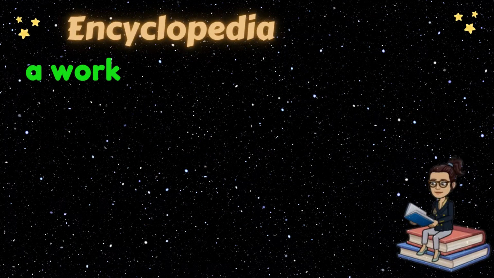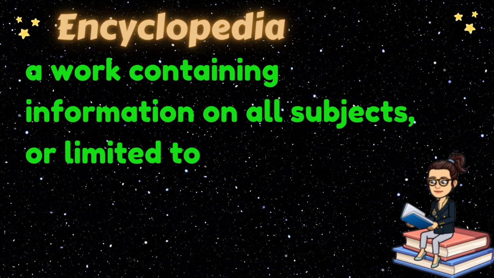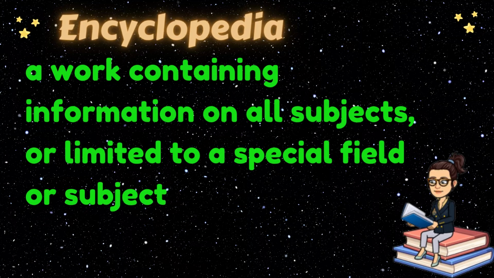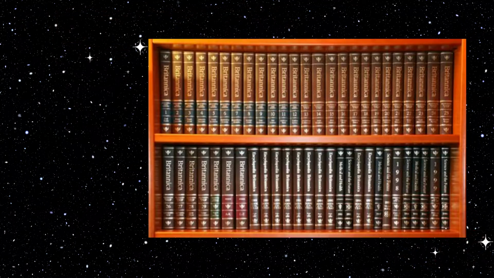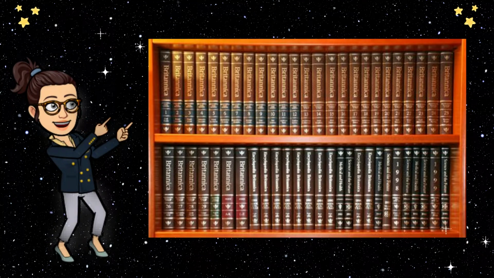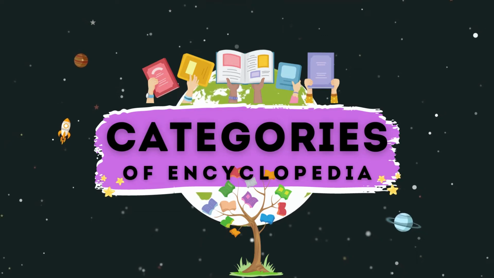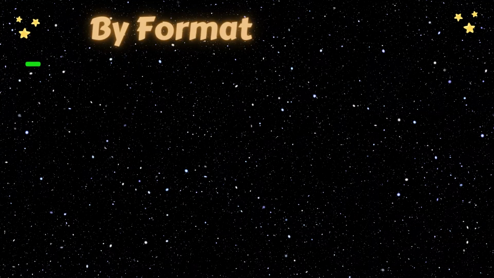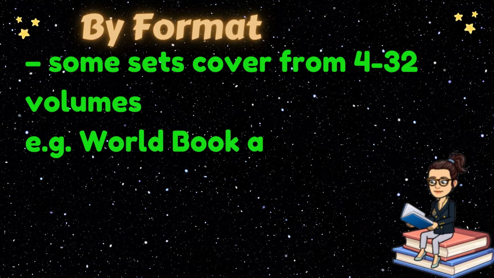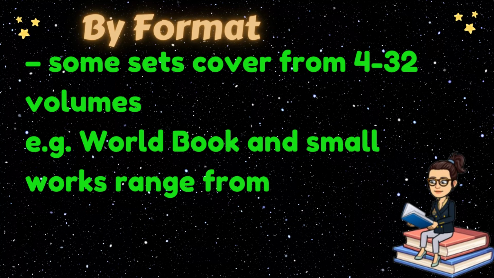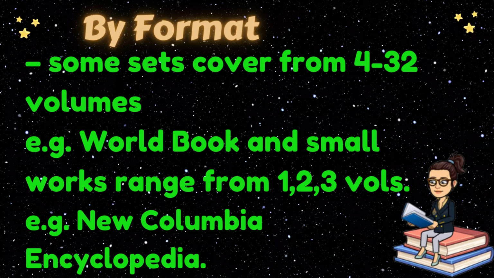The next example of reference sources is the encyclopedia. It is a work containing information on all subjects, or limited to a special field or subject, arranged in systematic order. This is how an encyclopedia looks like. Encyclopedias are divided into three categories: by format, by scope, and by audience. In by format, some sets cover from 4 to 32 volumes, for example the World Book Encyclopedia, and small works range from 1 to 3 volumes, and the example is the New Columbia Encyclopedia.